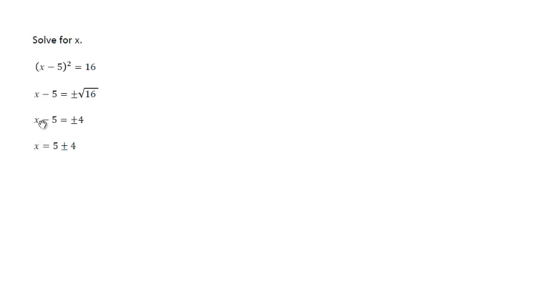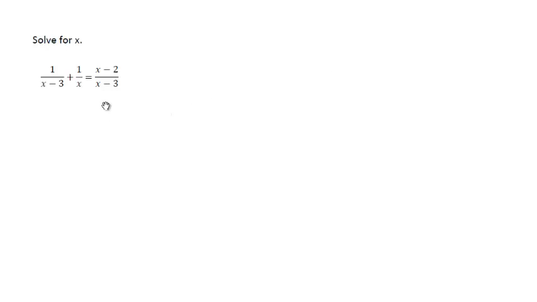Add 5 to both sides. The 5 goes over to the right-hand side, so you have x equals 5 plus or minus 4. So x plus 5 and x minus 5 will be the answers. So x equals 5 plus 4 is 9, and x equals 5 minus 4 is 1. The answers are 9 and 1. You should check these in the original equation to make sure that they work. If they do, then you know you can write your solution set. X is 1 and x is 9.